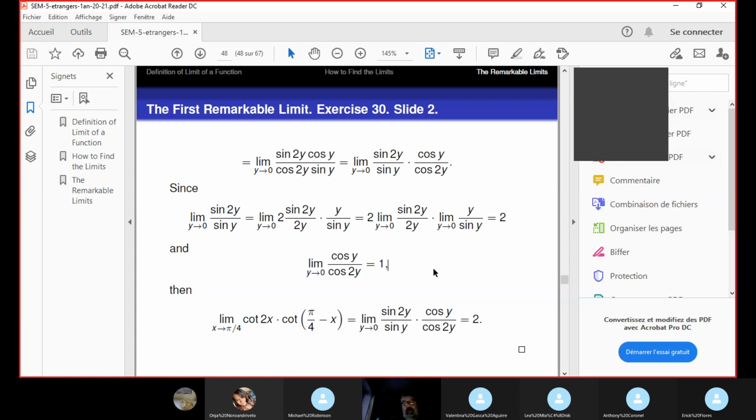Now, the initial limit as x goes to pi over 4 of this product of two cotangents will be equal to the limit as y goes to 0 of this product, and now we know that the limit of this product is 2. So the final result is that our initial limit is 2. Agree? I agree. Yes. Good. Very good.